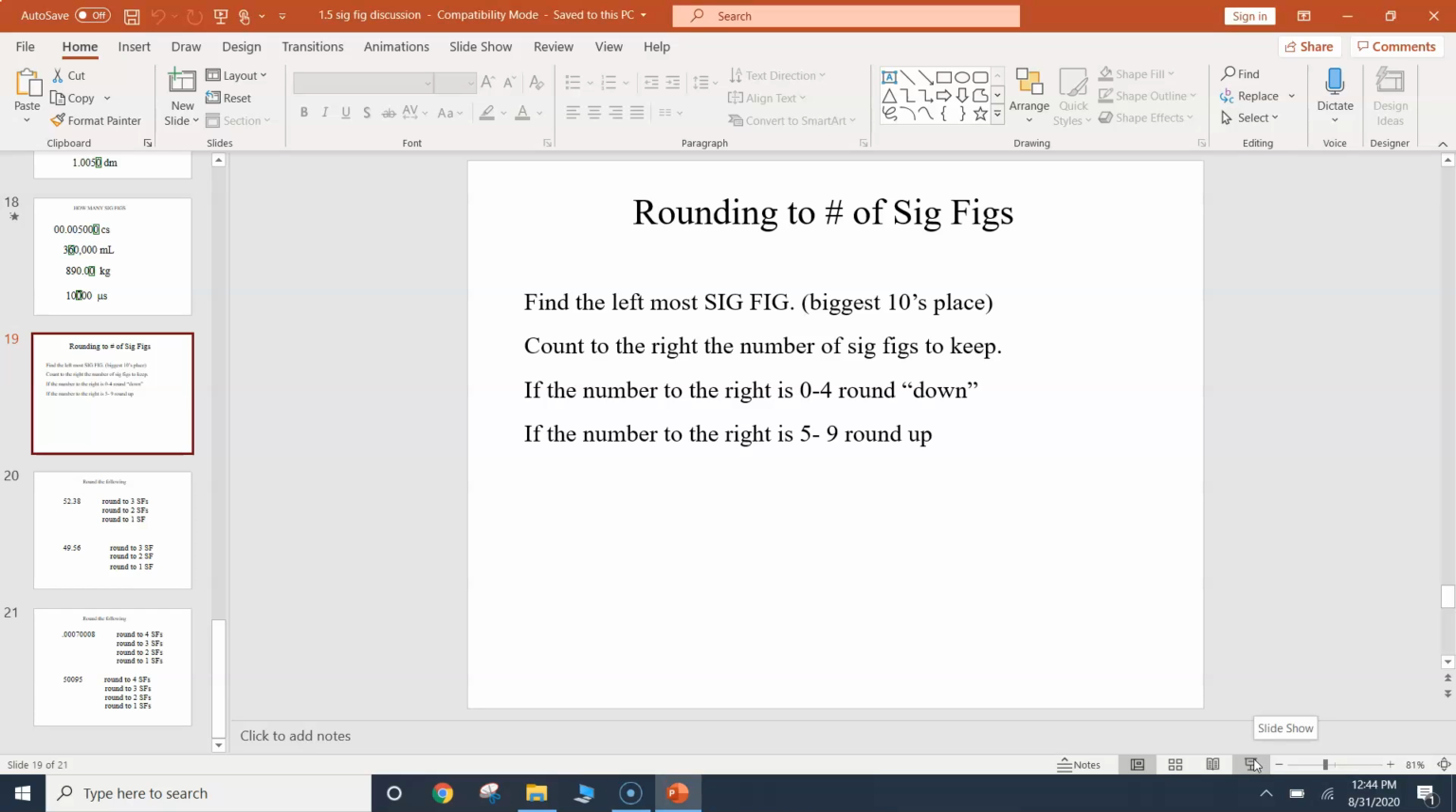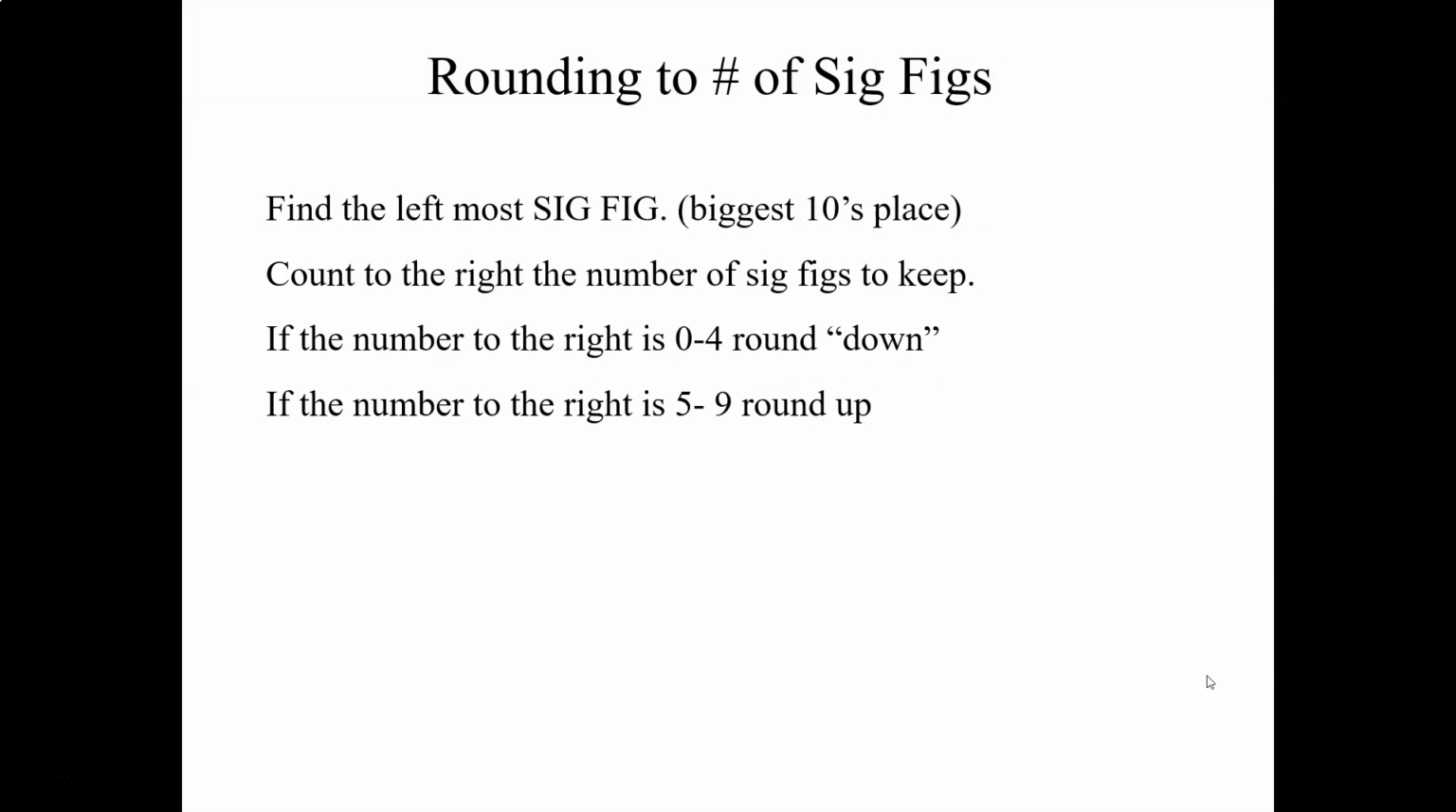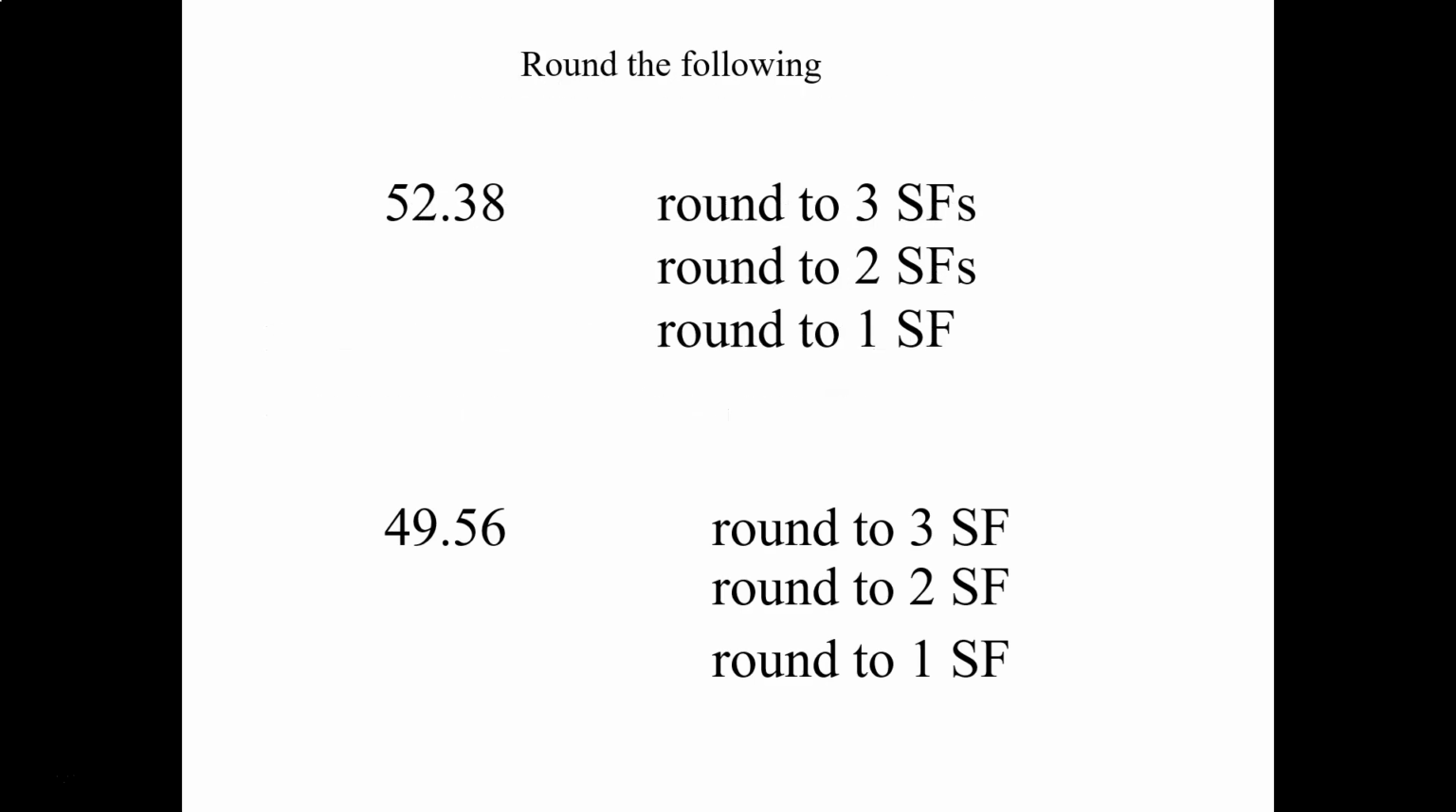Hello. The last little bit of the sig fig material that we're getting through today is how to round to a certain number of sig figs, which is no big deal. You find the sig fig that's furthest to the left. You count however many you were supposed to keep. If you're supposed to round to four sig figs, count over four numbers, and then round like normal. If the number to the right of that is 0 to 4, round down. And if the number to the right is 5 through 9, you round up just like normal.